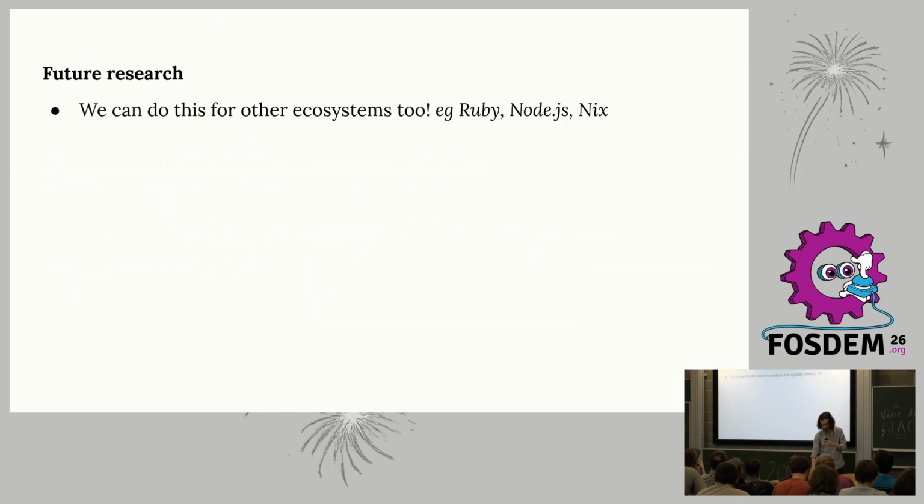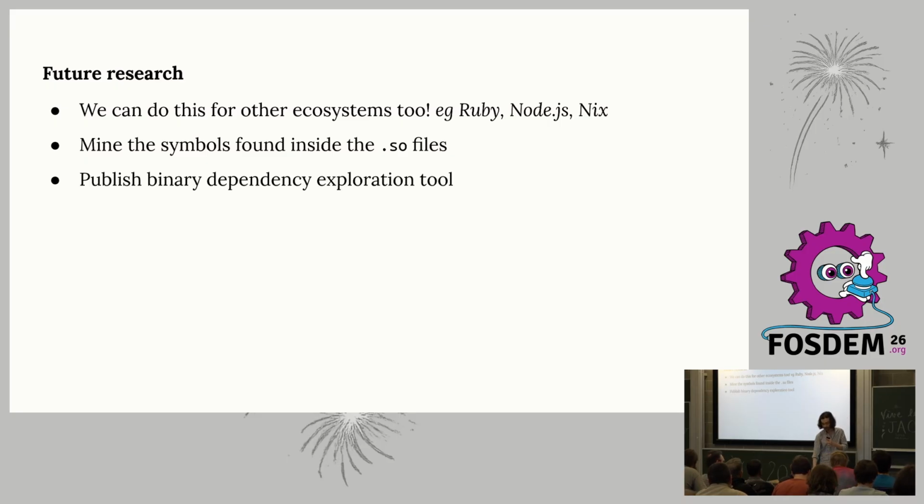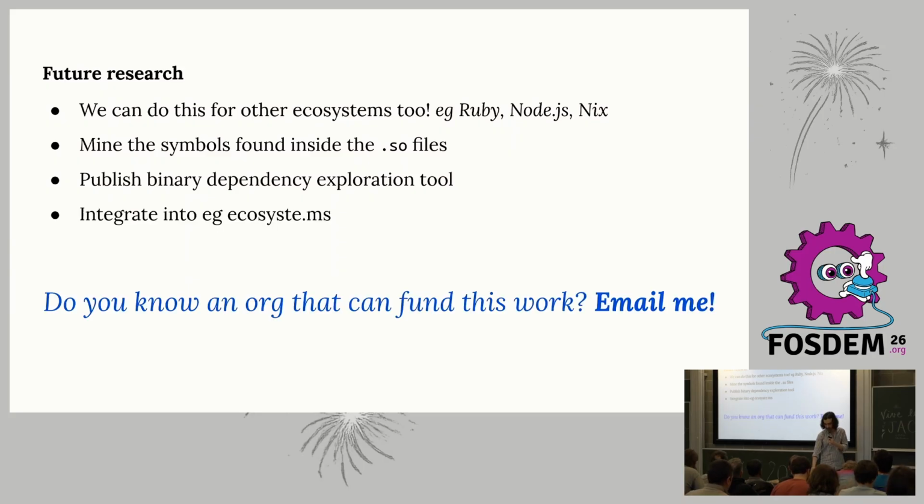So I'd like to continue working on this. This was just for Python. We can do this in more detail for Python. We can do it for all of these other ecosystems. We could look at the symbols inside the dynamic libraries in case we have some trouble identifying what library a file belongs to. We can look at the symbols and build a database of which symbols are provided by what package. I would like to publish some kind of tool that makes it easy to explore these binary dependencies for any given package, and integrating into services like ecosyste.ms would be great.